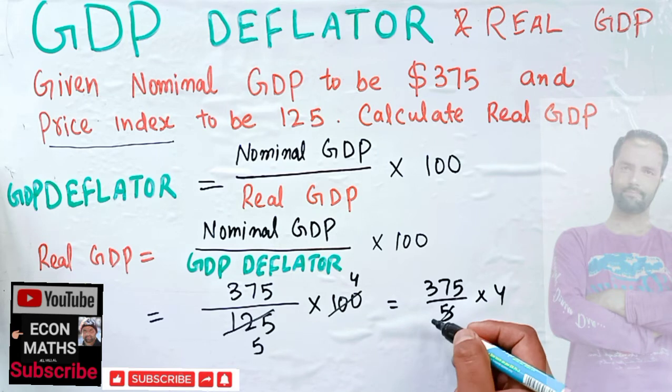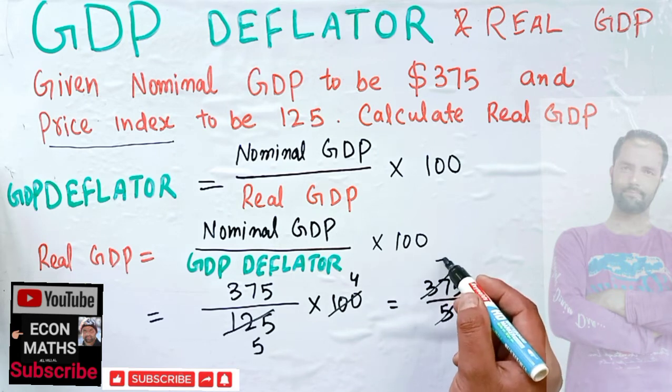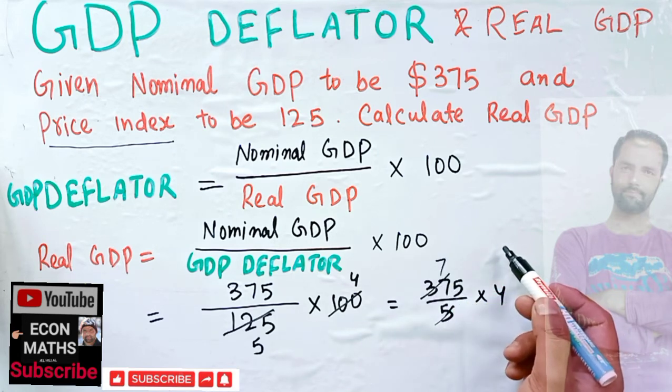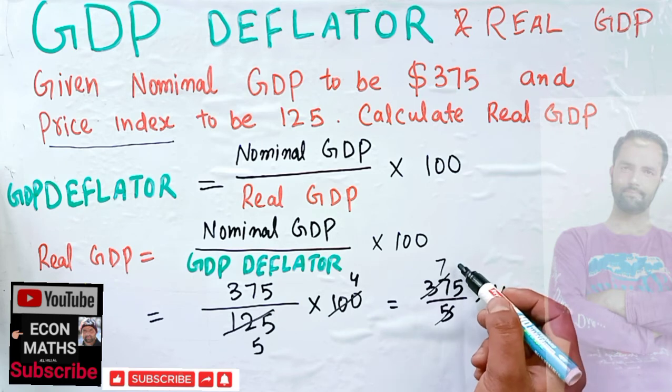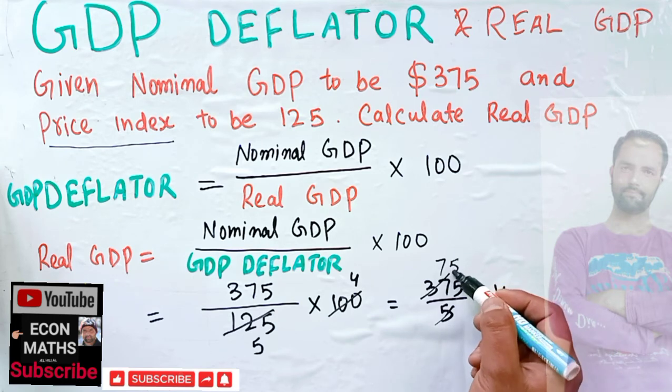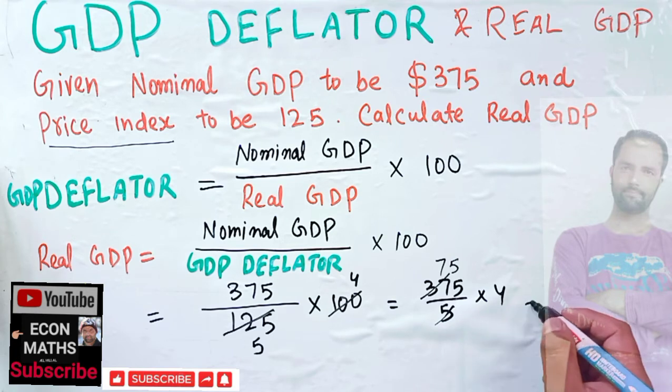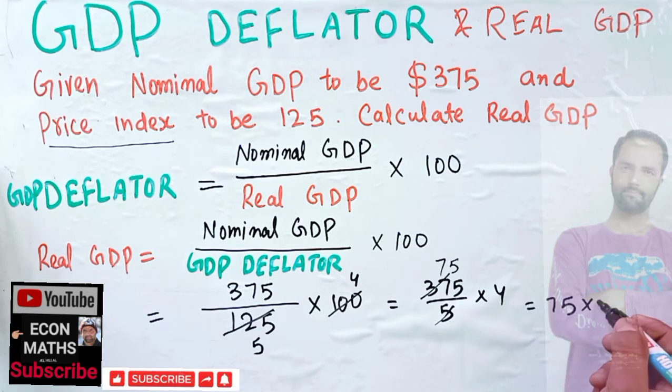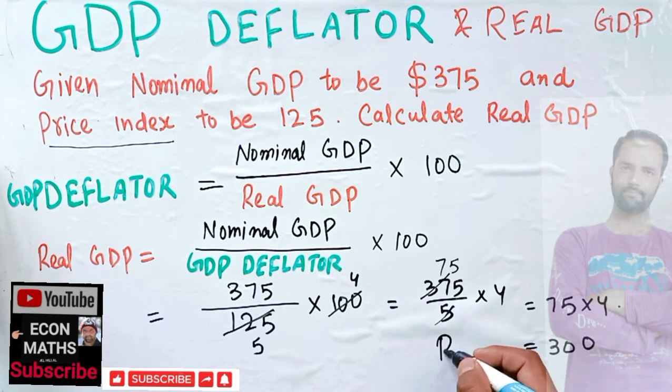So we have 5 1s are 5, 5 7s are 35, 36, 37. So this becomes 25. So 5 5s are 25. So we are left with 75 into 4. So 4 5s are 20, 4 7s are 28, 29, 30. That means our real GDP is equal to 300.